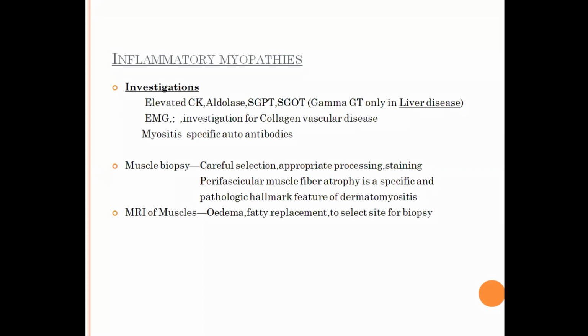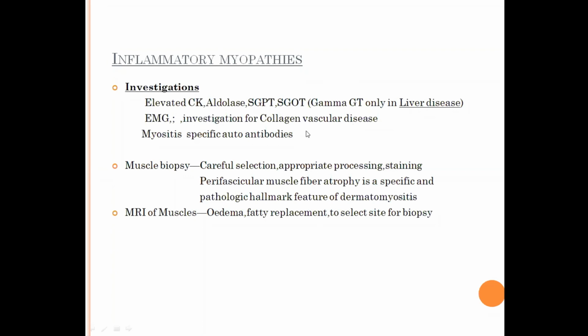Investigations, like all other patients with myopathies, are creatine kinase, EMG, biopsy, and then MRI. These are the standard investigations for all muscle disease. In addition to creatine kinase, aldolase and SGOT are all increased. In all these conditions, a hepatic disease can also cause elevation of all these, but gamma GT is the one which gets elevated only in liver disease, not in a muscle disease.